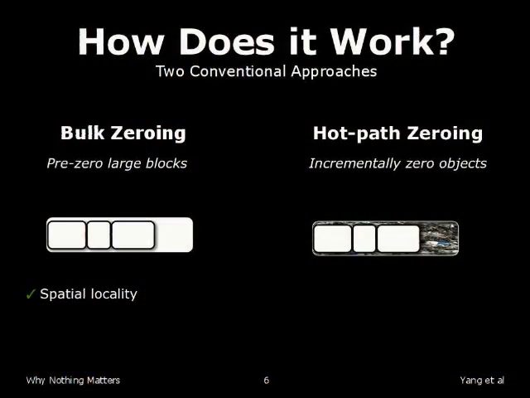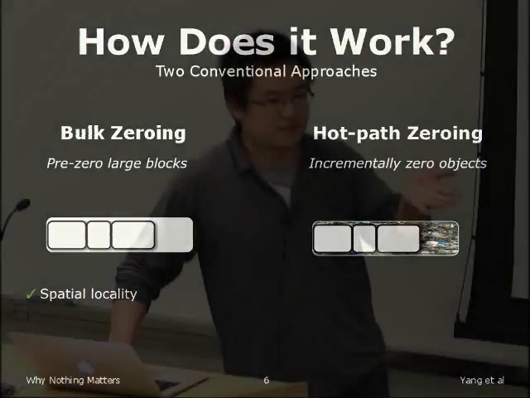One day I talked with a guy who works in Azure about my idea, and he thinks my idea is really bad, and people assume that hot path zeroing is the best approach to handle zeroing. For bulk zeroing, because you zero the whole block one at a time, you get sequential references to the whole block, so you definitely get good spatial locality.